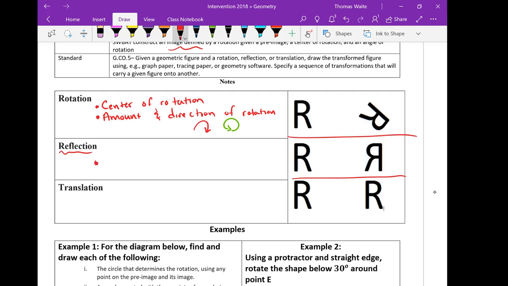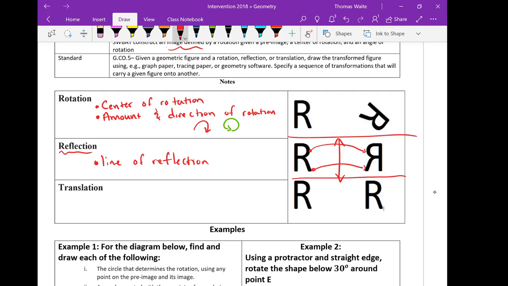For this, we only needed to know the line of reflection. So looking at this picture over here between the two R's, I would need to know what line these two reflected over, such that we could pick a point and reflect it to the other side of our line. Maybe that's a good sketch of what kind of line that R was reflected over.